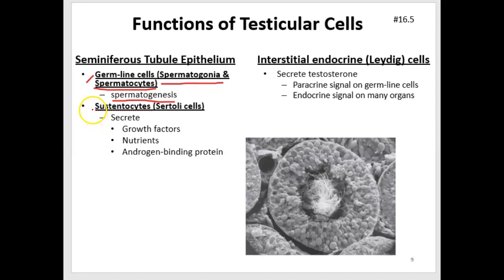They also have Sertoli cells that secrete growth factors, nutrients, and this androgen binding protein. That's the protein here in the seminiferous tubule that causes testosterone to stay localized. And the interstitial cells are the cells that make testosterone that I circled over here. Now, when testosterone acts locally like this, we call it a paracrine signal. And instead, if the testosterone enters a blood vessel and travels throughout the body, then we would say that's a hormone or an endocrine signal.